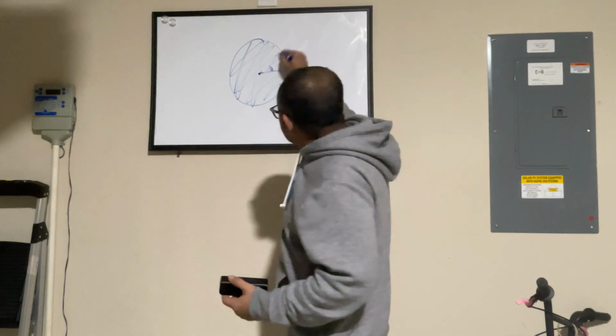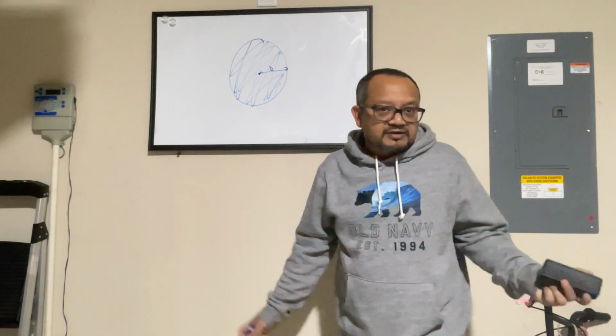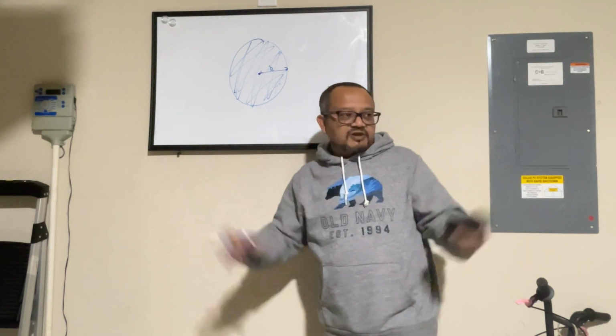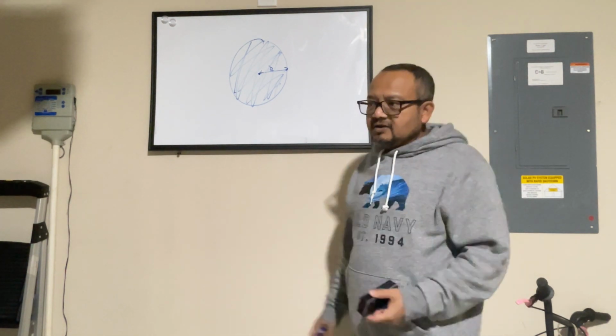The space that it takes on the surface, that is called area for any shape, right? Be it circle, be it rectangle, triangle, square, rhombus, whatever. Yeah?